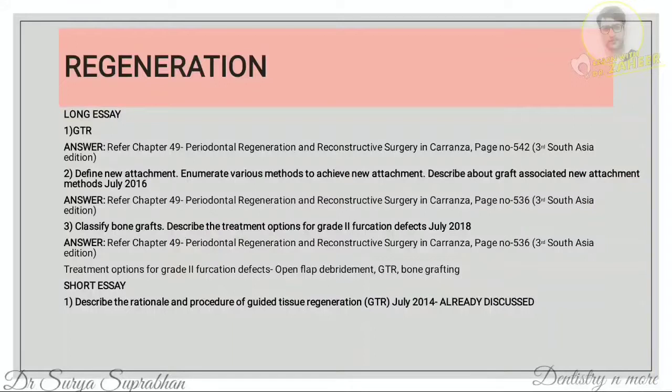And then describe the treatment options for grade 2 furcation defect. It includes, first, the open flap debridement, and then you have to mention the GTR, and then the bone grafts. So these are the treatment options available for grade 2 furcation defect. Next question is a short essay on describe the rationale and procedure for GTR, that has already been discussed.